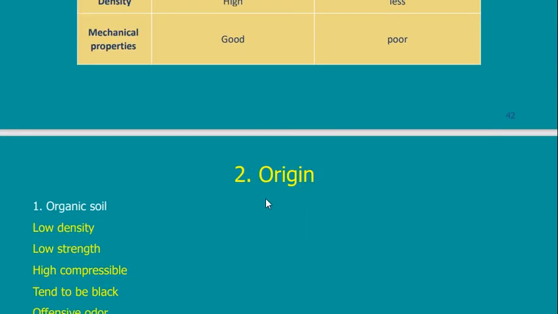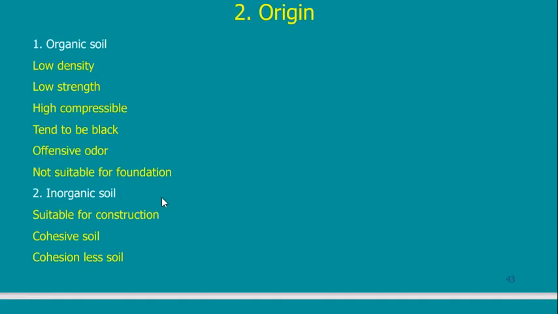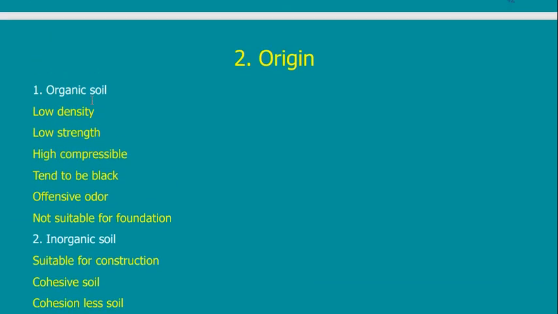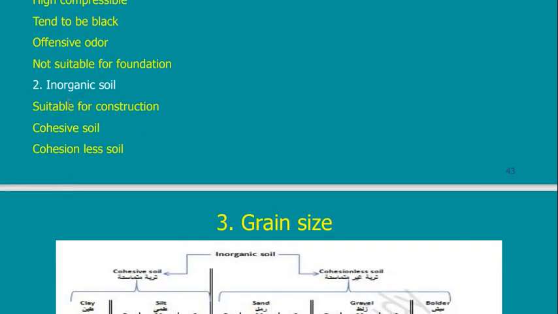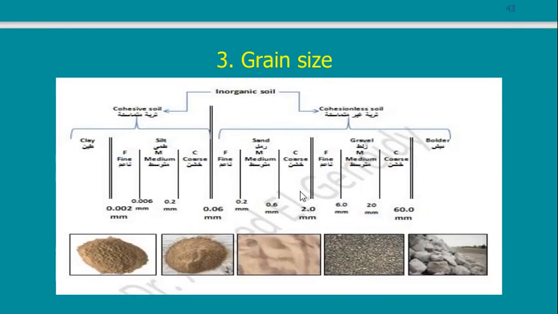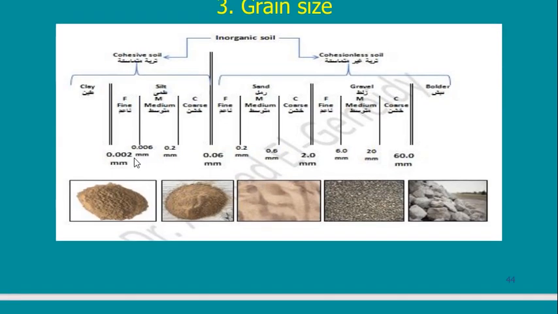Something else, I may classify the soil based on its composition. Is it organic or is it inorganic? Of course, if it is organic soil, I don't use it because it will react with time, and it may lose a big portion of its volume. So I don't use organic soil, but I use inorganic soil. This is another classification, based on the diameter of the grains of the soil.